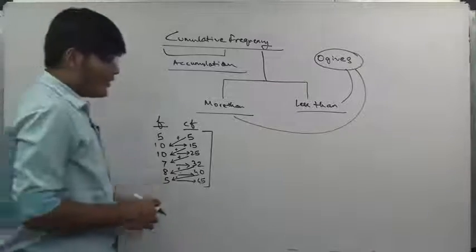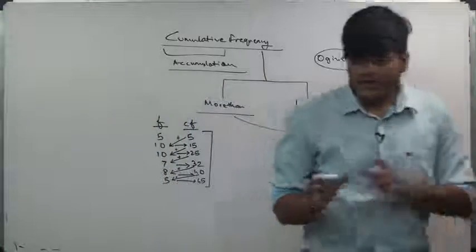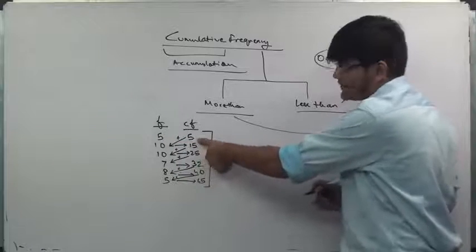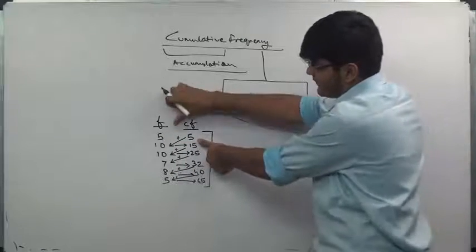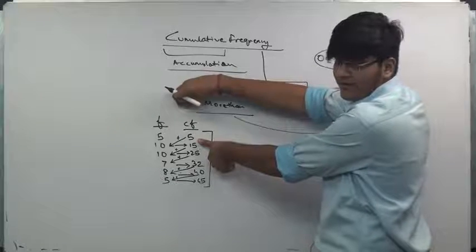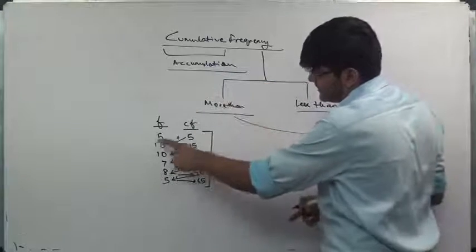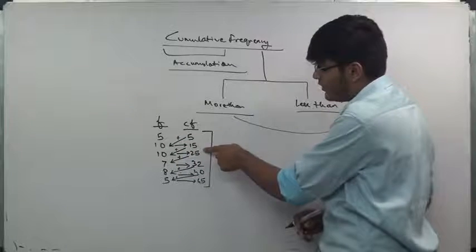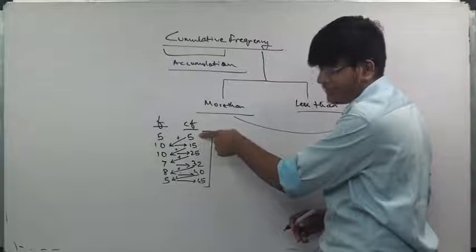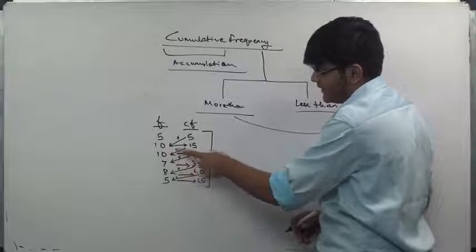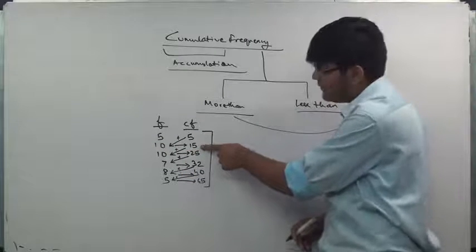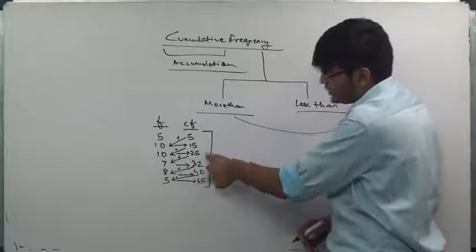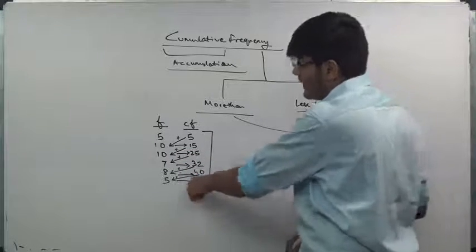Now I'll just repeat once more. The first cumulative frequency is going to be the same as the frequency, because there is nothing to add before it. Next comes 10. So you add the first two and write the result as the second cumulative frequency. Then whatever result you get is added with the third item of the frequency, and you get the next cumulative frequency. Like this, the end result is 45.